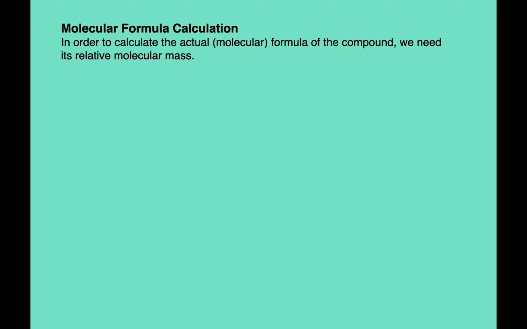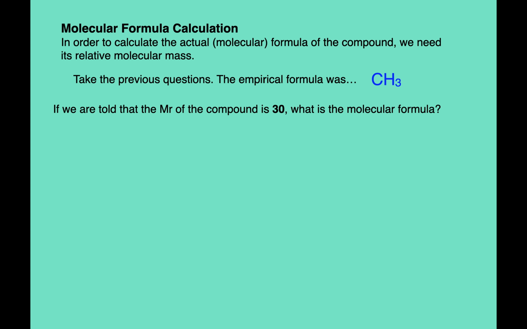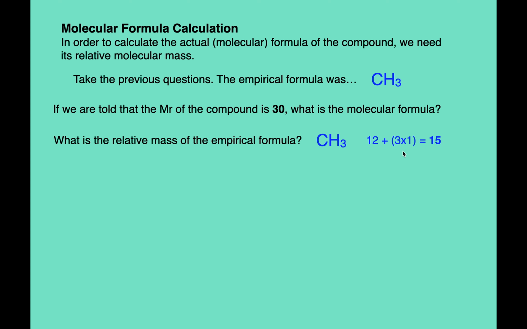Now, if we need to calculate the molecular formula, we need the relative molecular mass. It will always be given to you. So in the previous question, the empirical formula was CH3. We're told that the relative molecular mass of the compound is 30. So we have to work out what the molecular formula is. The first thing we do is find the relative mass of the empirical formula. Carbon and hydrogen, 1 carbon, 3 hydrogens, so 12 plus 3 times 1, 15. Fantastic.